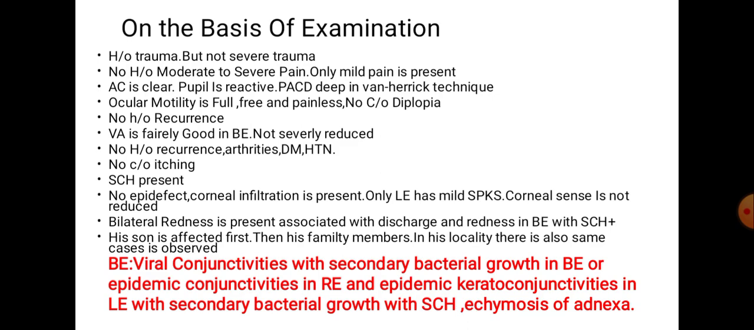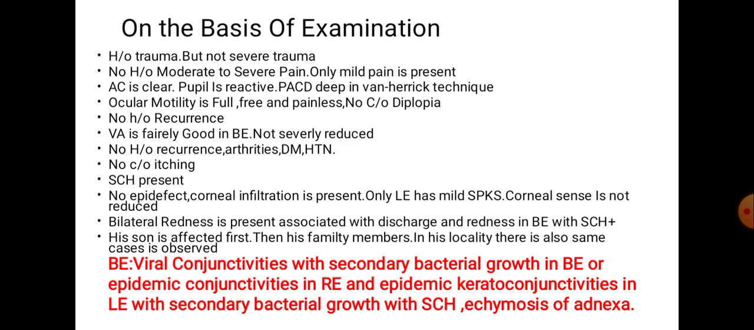Okay, so you can suspect that these three are not there. AC is clear, pupil is reactive, PAC is deep in Van Herick technique. So that indicates that AC is clear and no cells are there, which means there is no acute anterior uveitis. Uveitis is totally ruled out here.